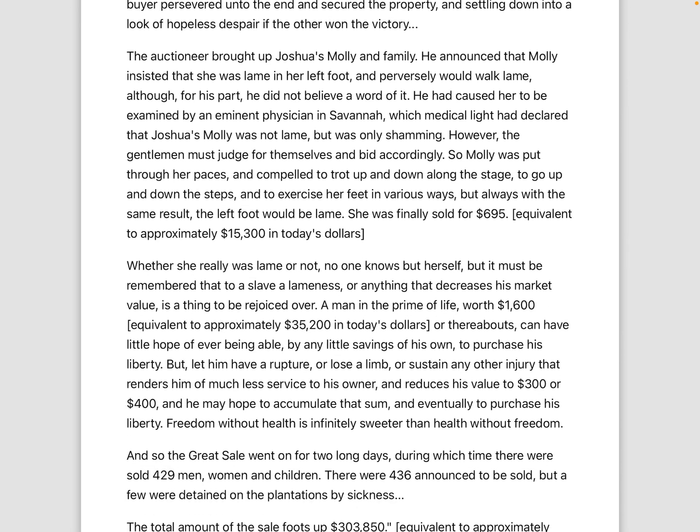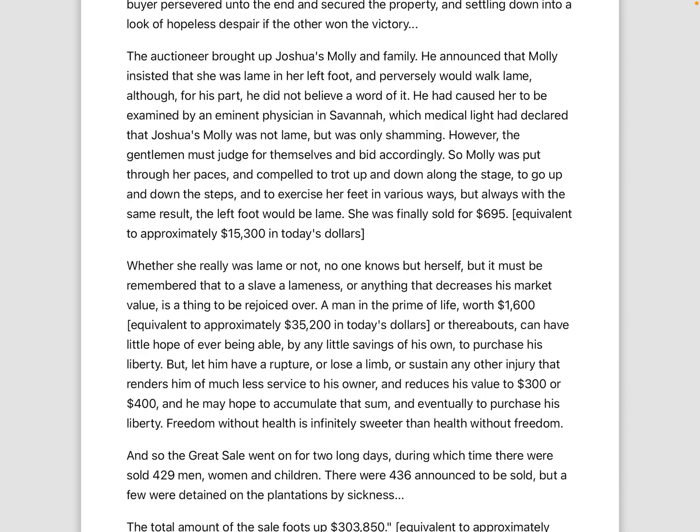The auctioneer brought up Joshua's Molly and family. He announced that Molly insisted that she was lame in her left foot, and perversely would walk lame, although for his part he did not believe a word of it. He had caused her to be examined by an eminent physician in Savannah, which medical light had declared that Joshua's Molly was not lame, but was only shamming. However, the gentlemen must judge for themselves and bid accordingly.